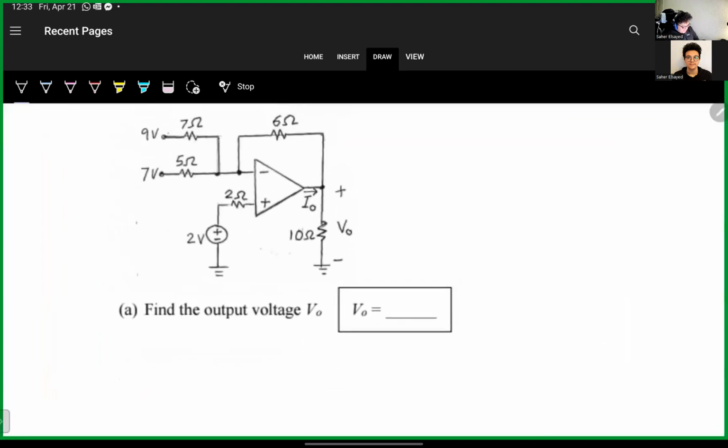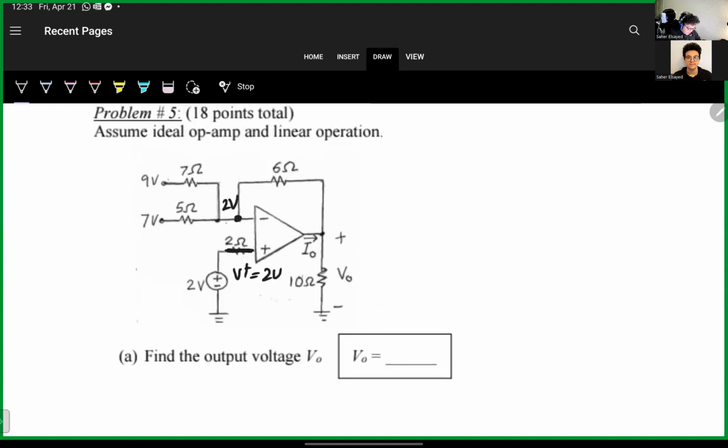Okay, moving on to the next question. Hopefully I didn't lose any of you. Well, again, no current going in, so this is short, right? V plus is equal to V minus. What is V plus? Simple, 2 volt. What is V minus? Simple, 2 volt as well. We got this, we got that. Cool. Now we know this is a current. We know this is a current. They're gonna add up. These two currents are gonna add up to this current.